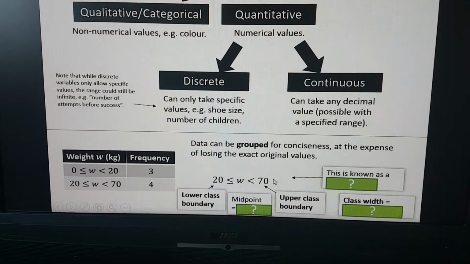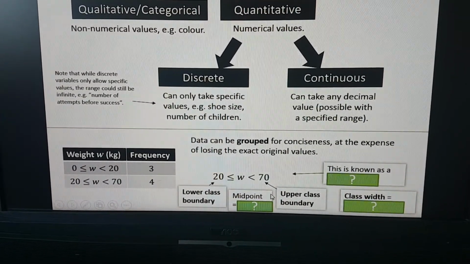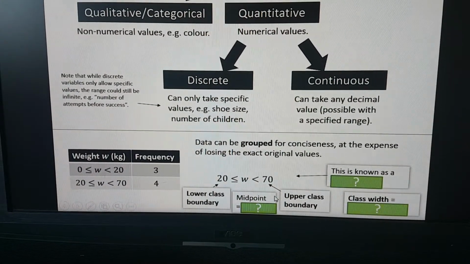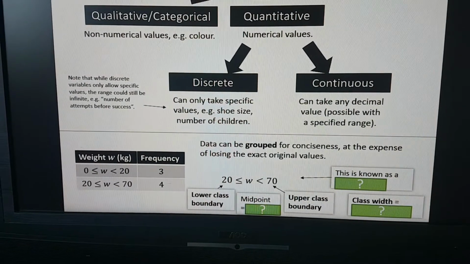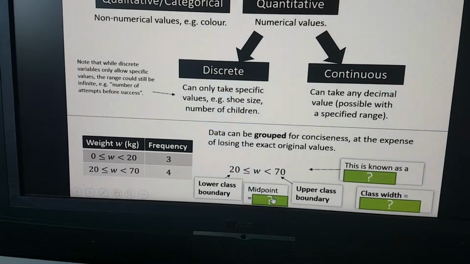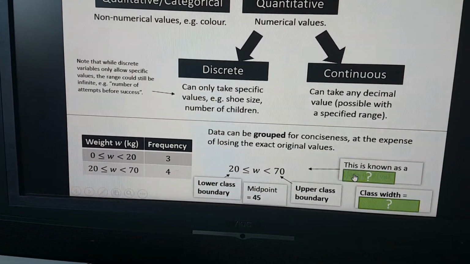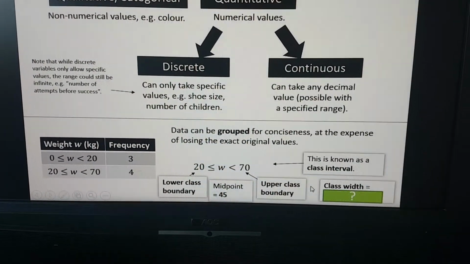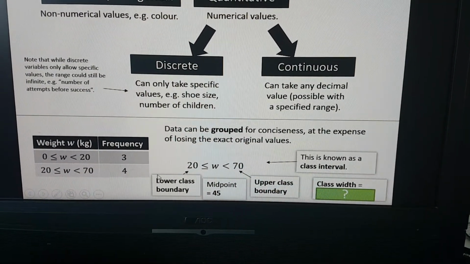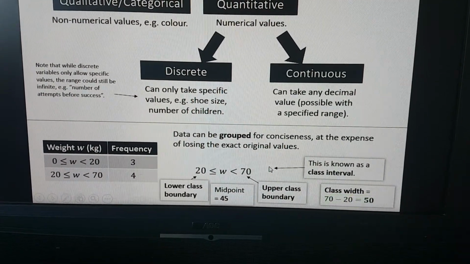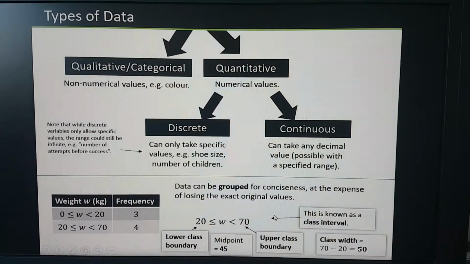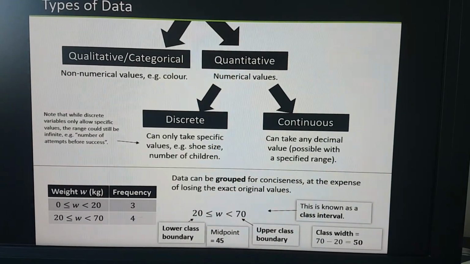I prefer the second method. You'll find out why, because in statistics we'll use something similar to that when we're talking about interpolation. This is not a class interval. The class width is the difference between the upper class boundary and the lower class boundary. Okay, those are just things you need to know.